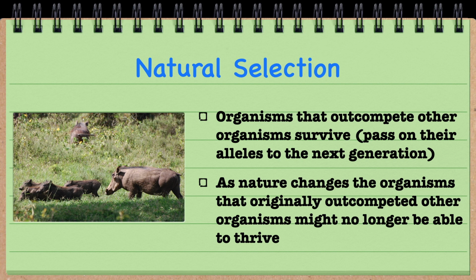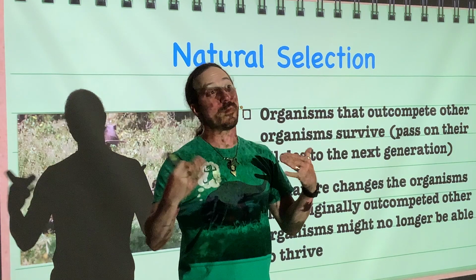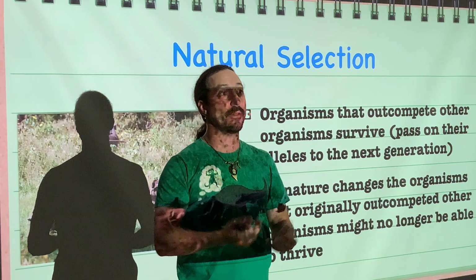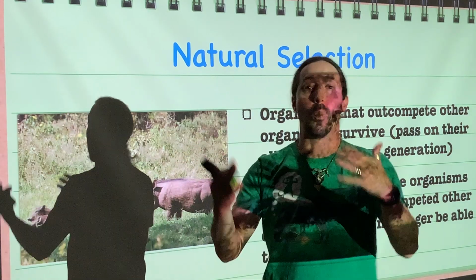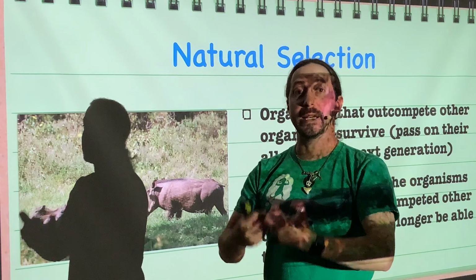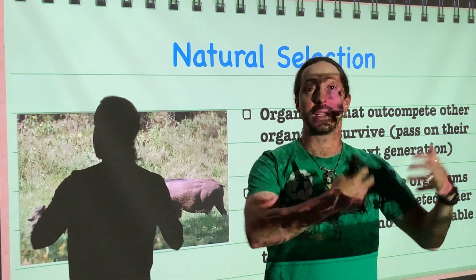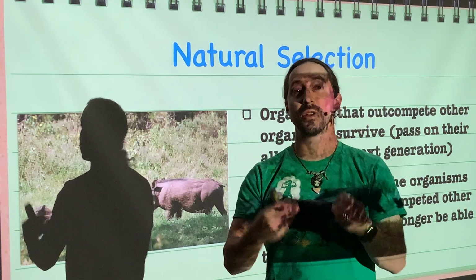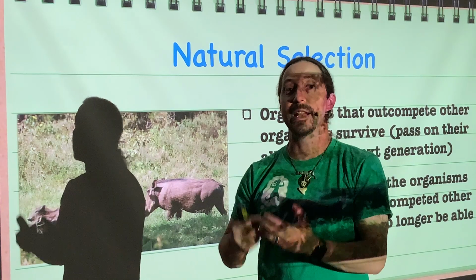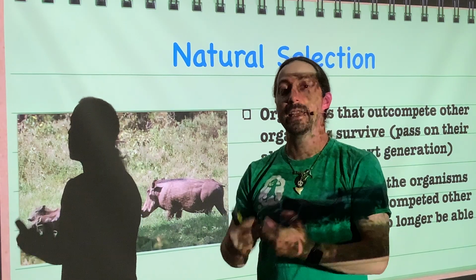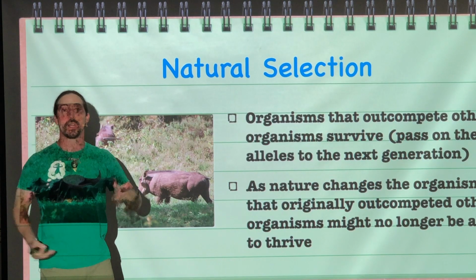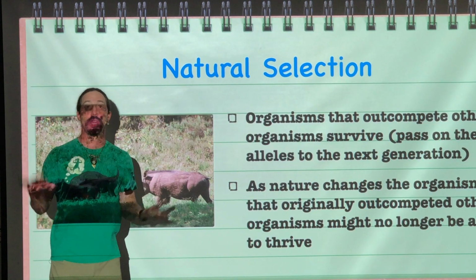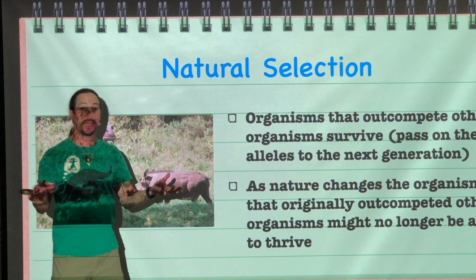As the world around us changes, that means that different traits are going to be favored at different times. Sometimes a trait that is favored at one point in time might be disfavored later on down the road because nature has changed in such a way that that is no longer a trait that gives that organism a competitive advantage. The traits that are favored and the traits that are disfavored change as nature changes.